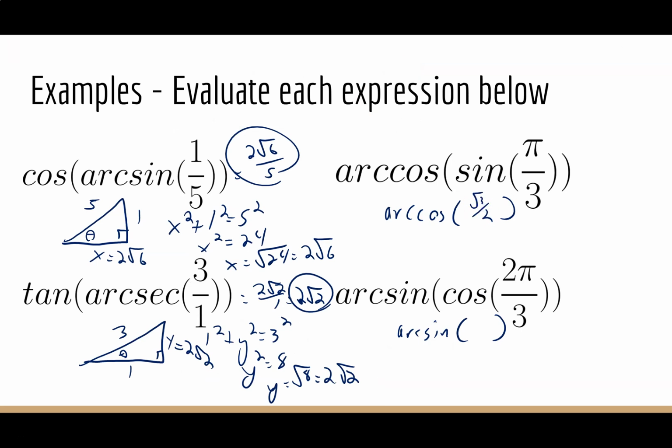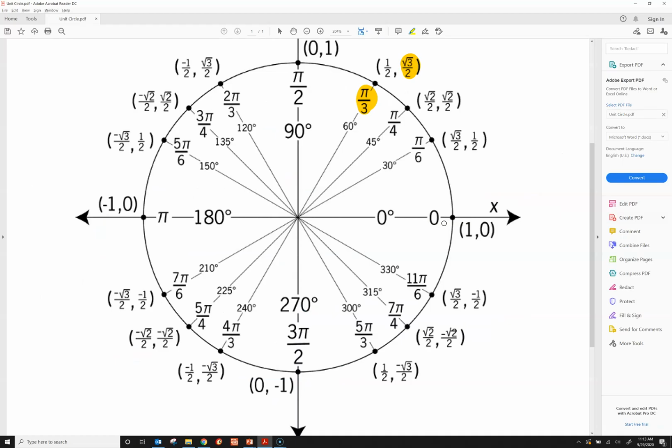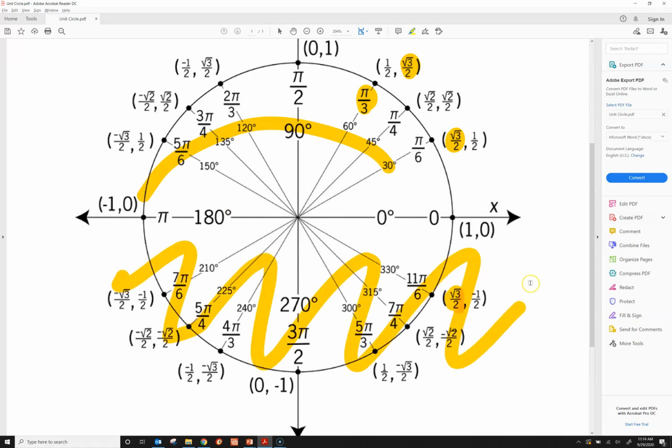So I want to find the cosine of that. So everywhere the x value is square root of 3 over 2. So that's right here and right here. However, the arc cosine is restricted to up here. We cannot be down there. And so that's where we get that as our answer, pi over 6.